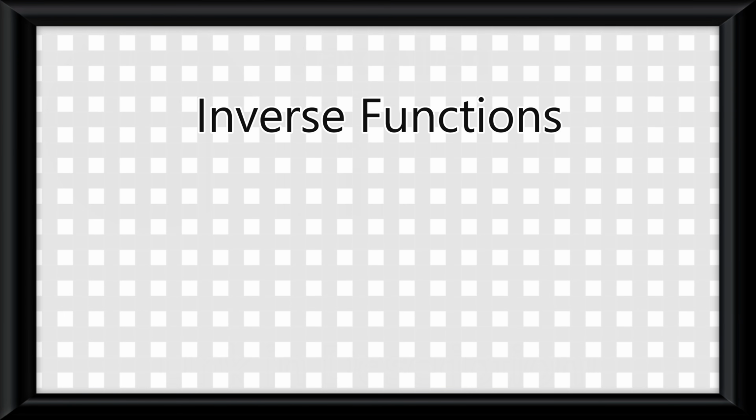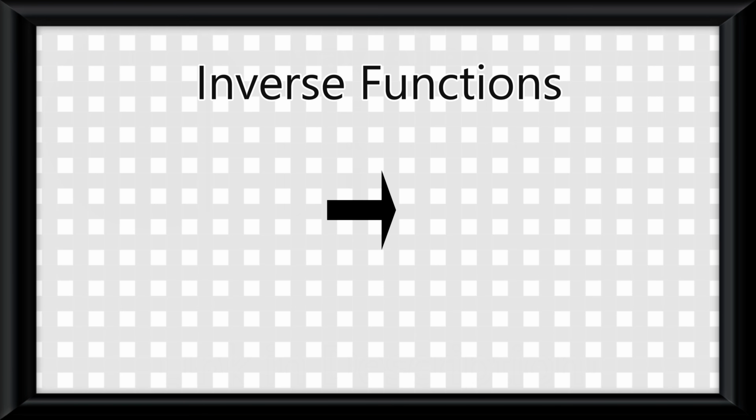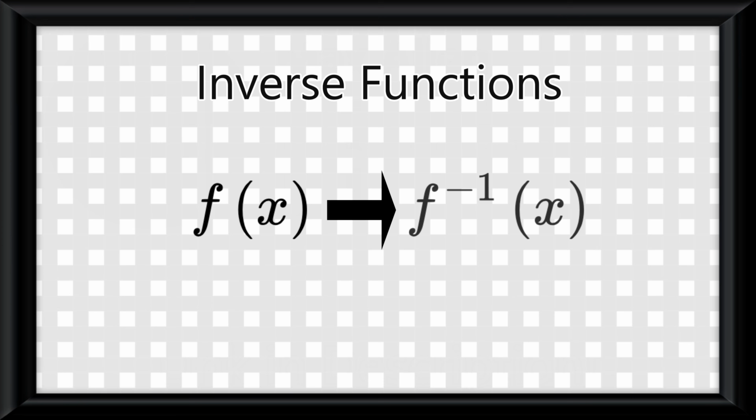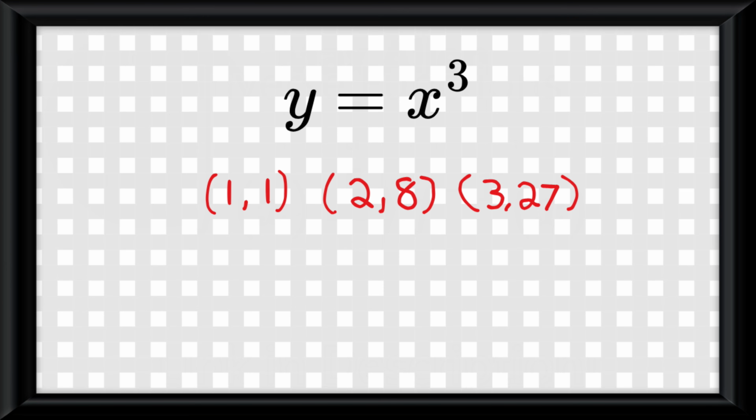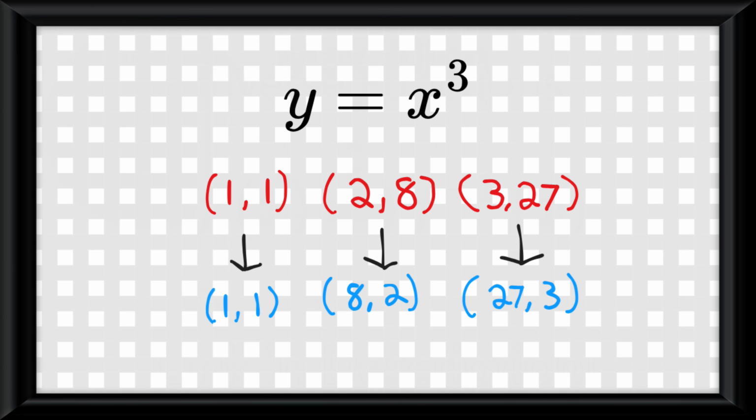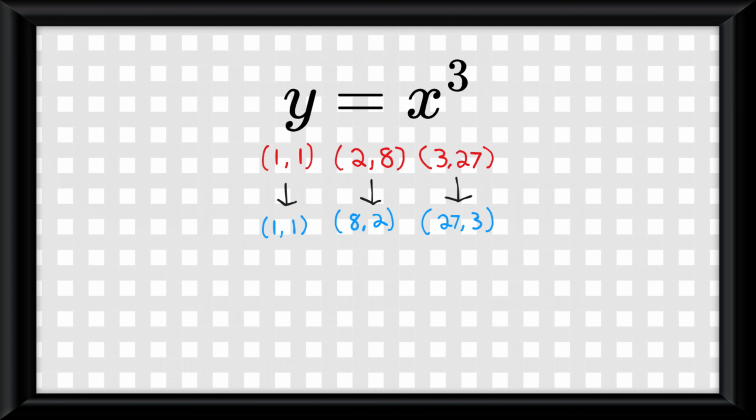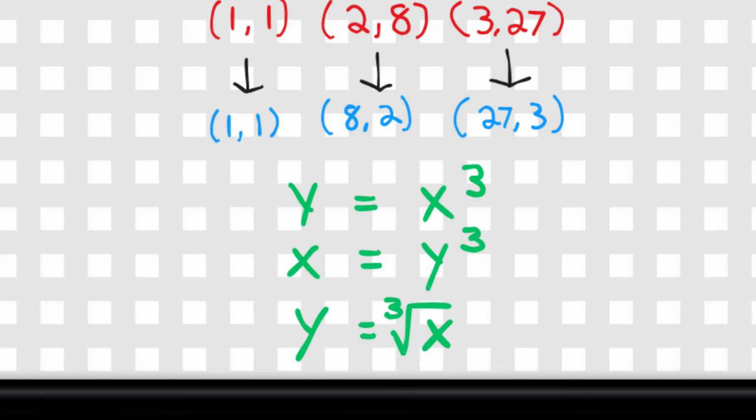So, inverse functions. These babies are weird, man. An inverse is typically notated like, instead of f of x being f to the negative 1 of x. To understand inverse functions, let's take the parent cubic function y equals x cubed. We know that the first 3 points on the graph would be 1, 1, 2, 8, and 3, 27. The inverse of this function would have these points, but simply swapping the x and y. To find the inverse function equation, you would take the original function, in this case y equals x cubed, and you swap the x and the y and solve for y, and that's the inverse function.